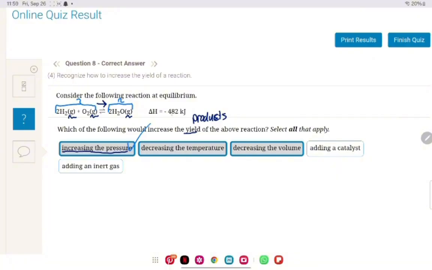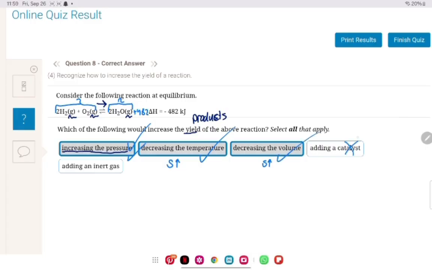Decreasing the temperature. Since this is negative, it's going to be exothermic, so heat is a product. If they decrease the temperature, the system will try to increase the temperature, and to increase the temperature you have to move to the right. That's why this is also correct. Decreasing the volume: remember when we said decreasing the volume, the system will try to increase the pressure. And since we said increasing pressure is correct, decreasing the volume would also be correct.